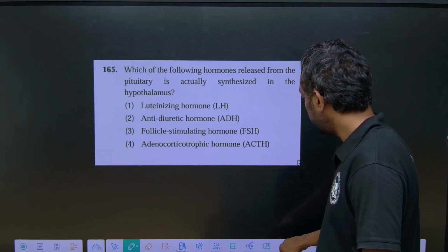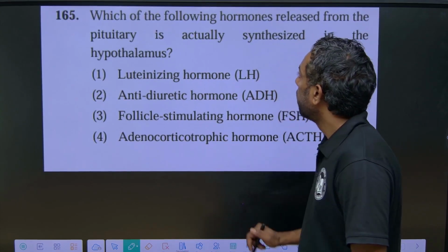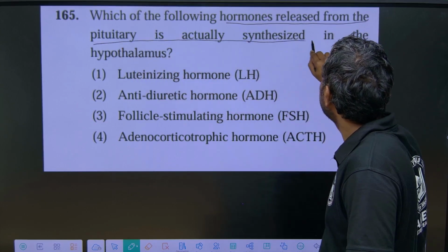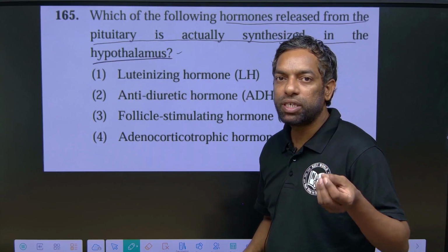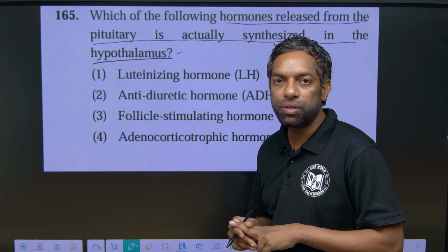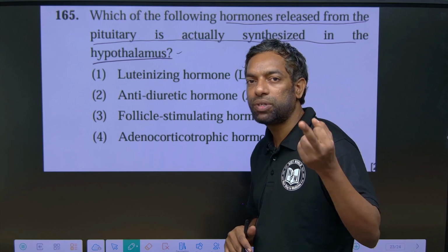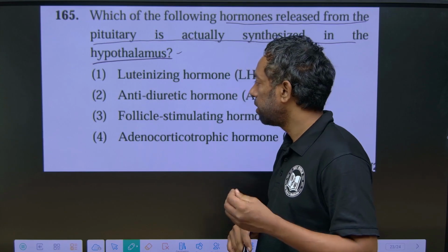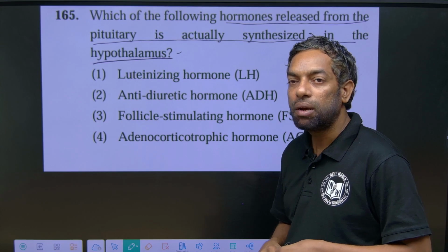This is a predicted question, but a very important question. Which part of the hormone released from the pituitary is actually synthesized in the hypothalamus? The hormones which are produced in the hypothalamus are carried into the pituitary. The pituitary has two lobes, adenohypophysis and neurohypophysis. Adenohypophysis is the anterior part, neurohypophysis is the posterior part.